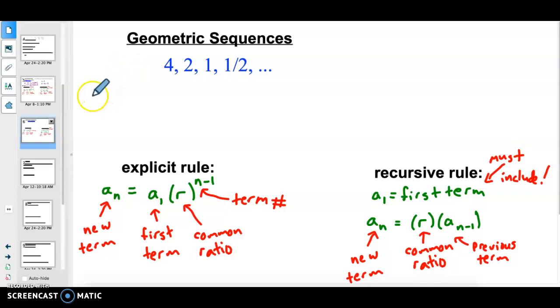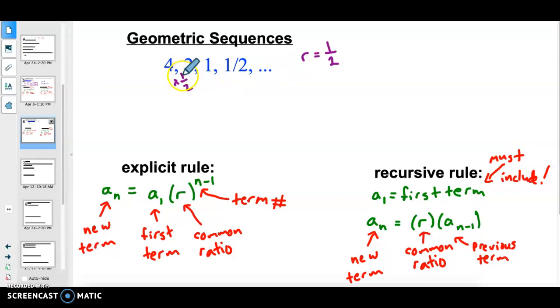Next, we're going to look at geometric sequences. So geometric sequences are sequences where each number changes by a common ratio, and a common ratio is multiplying by the same number each time. So if you look at this pattern, you're multiplying by 1/2 to get from term to term. So the common ratio is 1/2.